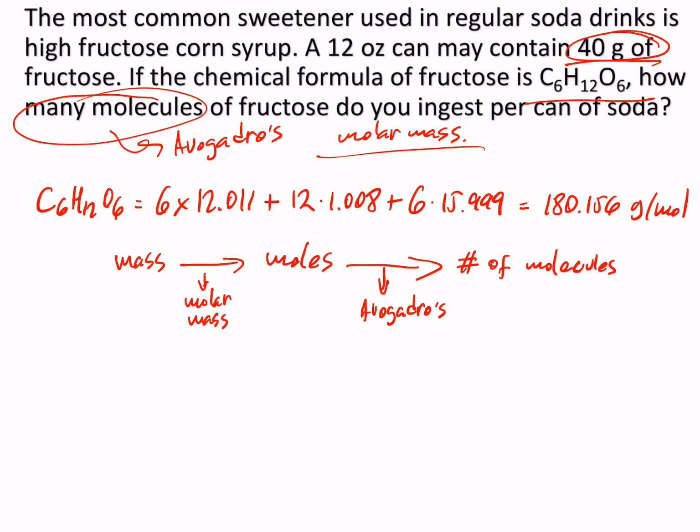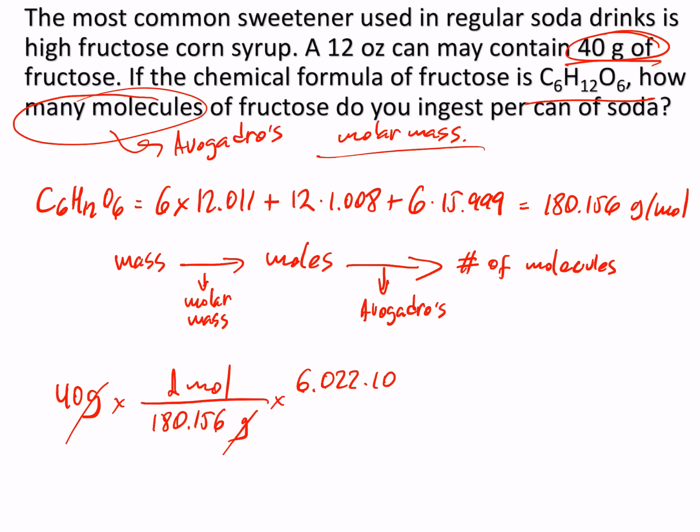Okay, so we start with the mass, 40 grams, times the molar mass is 180 grams. That 180 is at the bottom because you need to cancel the grams, and that is 1 mole. Because you are calculating number of molecules, then you need 6.022 10 to the power of 23 molecules per mole. And that would be equal to 1.3 10 to the 23 molecules.